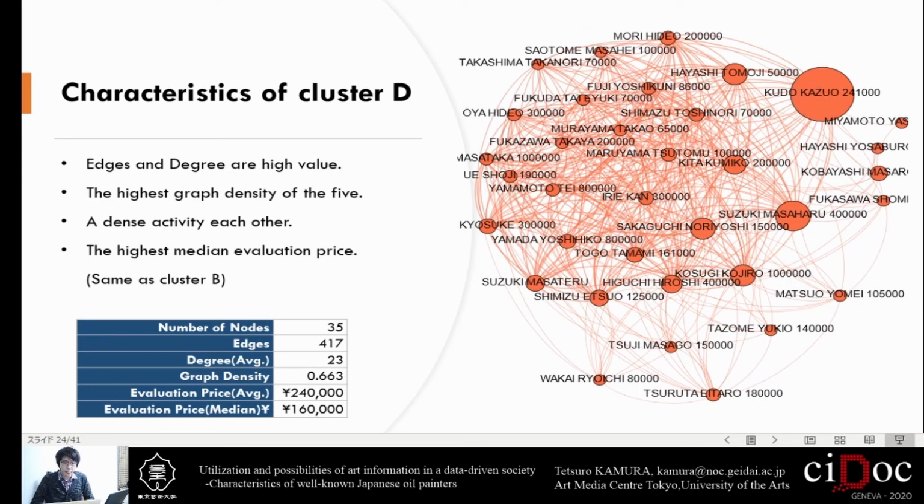Cluster D. Cluster D's edges and degree are high, and it has the highest graph density of all. There is dense activity with each other. It also has the highest median evaluation price. This value is the same as Cluster B.